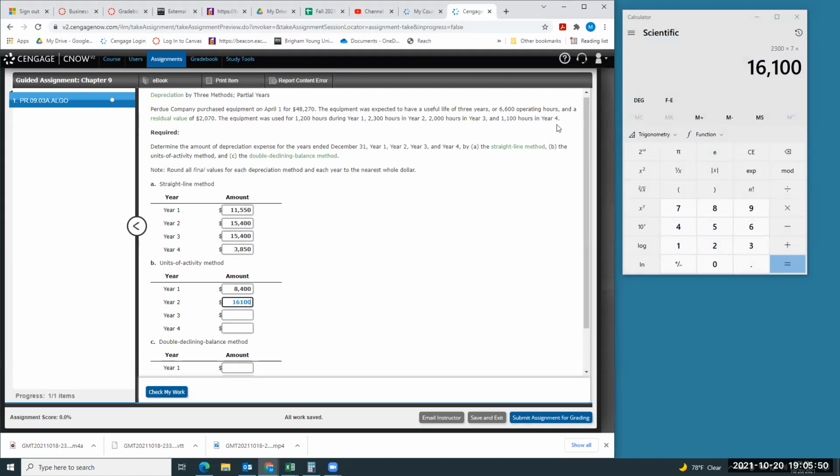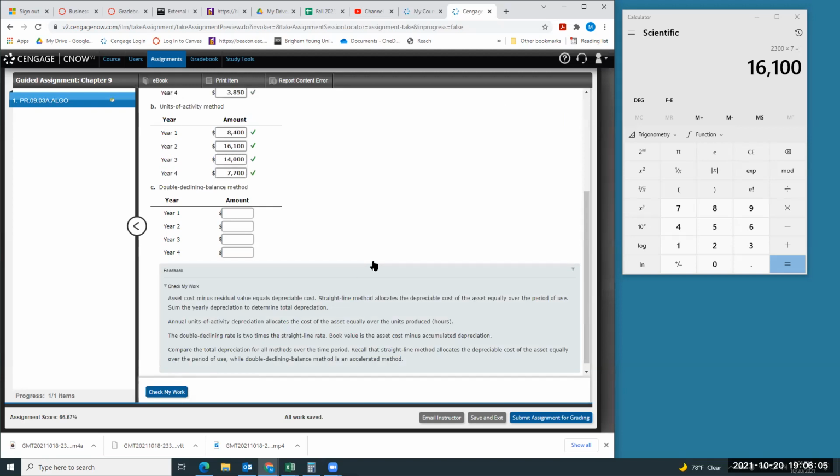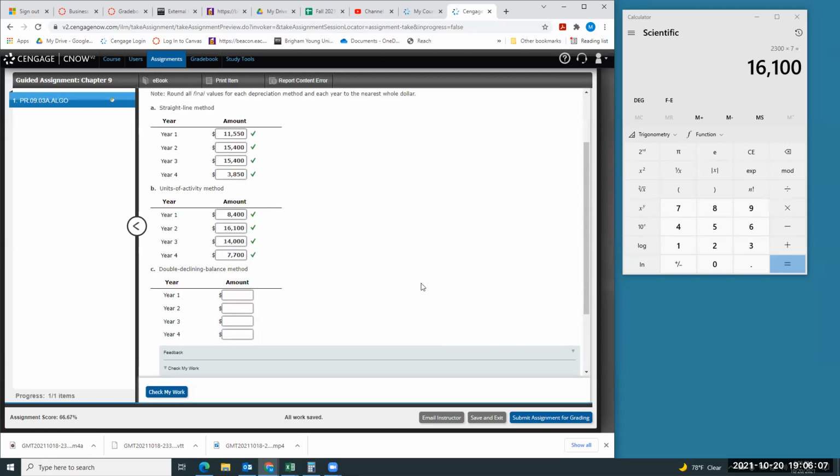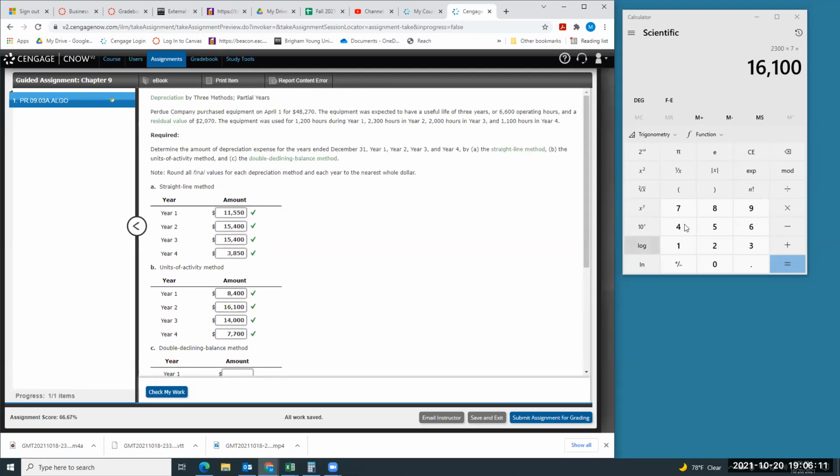2,000 hours in year 3, so 7 times 2,000 is 14,000. And in year 4, we have 1,100 hours, so 7 times 1,100 is 7,700. So those are our first 2. Probably should use a check to make sure I didn't make an error. Looks like we're good. So in the third scenario here, we're going to use the double declining balance method.